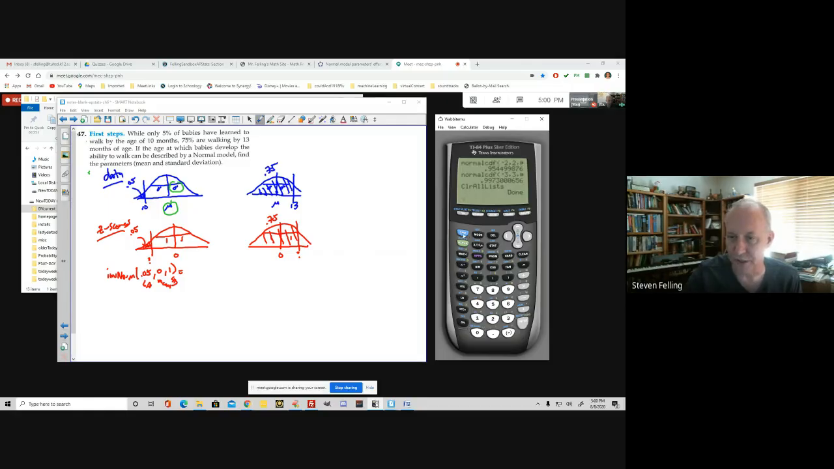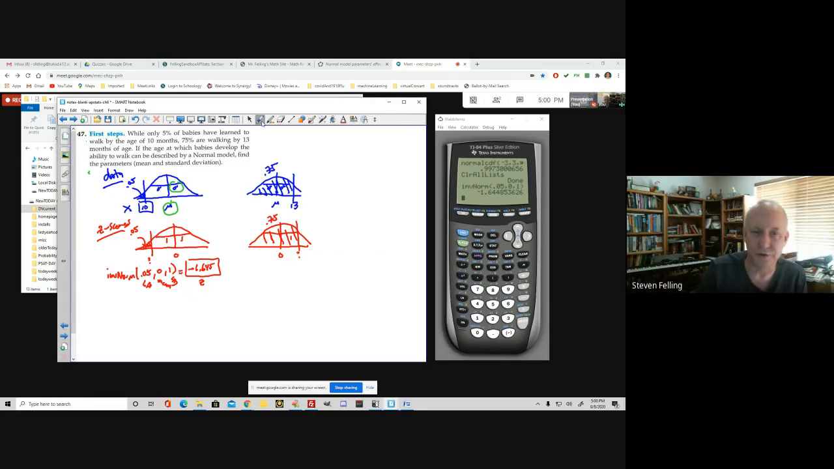If I did second variables, inverse norm, and I put in 0.05 with 0 and 1, that's telling me that this place has a z-score of negative 1.645. So I have to be 1.645 standard deviations below the mean on a normal distribution to be in the bottom 5%. And so that's where this value is connected to. What I've just done is said that this z-score right here is connected to this data value right here, this data value x.